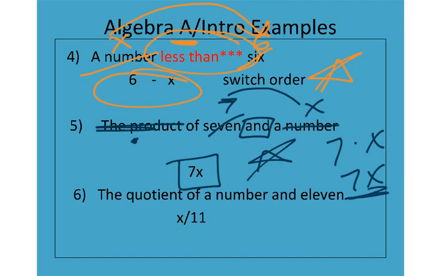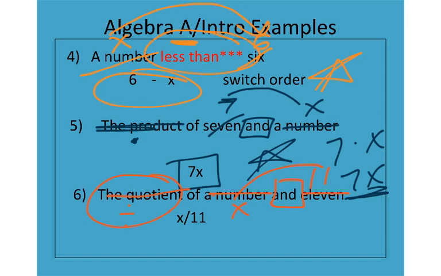And then finally, number 6, the quotient of a number and 11. Well, quotient means divide. Okay? And actually, I kind of did the steps in order there. A number is x and 11. So the quotient is one of those phrases where the two things you're dividing actually come after the phrase. Remember, the word and is not an operational word, but it means we're doing an operation of these two. So we're dividing.